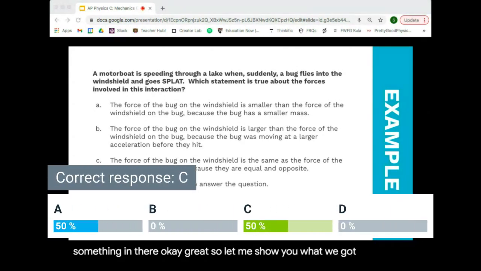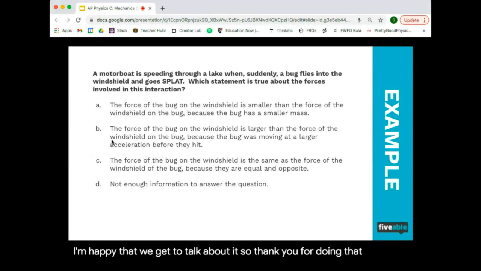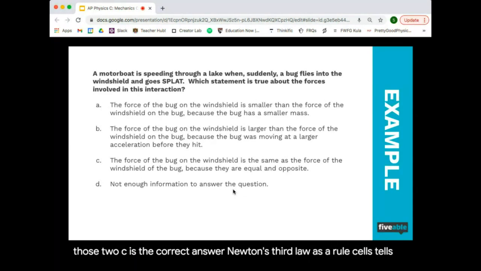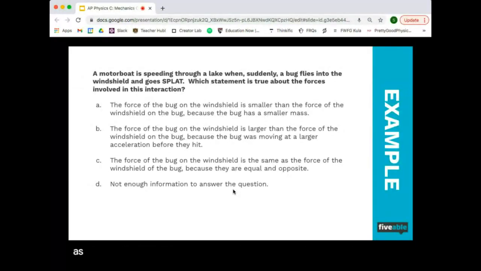The correct response here was C, and let's talk about it. To those folks that put A, I'm so happy you did, because this can be such a trick question, and I'm happy that we get to talk about it. Thank you for doing that. Because we said A and C, I'm going to focus on those two. C is the correct answer. Newton's third law, as a rule, tells us that the force of the bug on the windshield is going to be the same as the force of the windshield on the bug. That's an action-reaction pair. Those forces are equal and opposite.